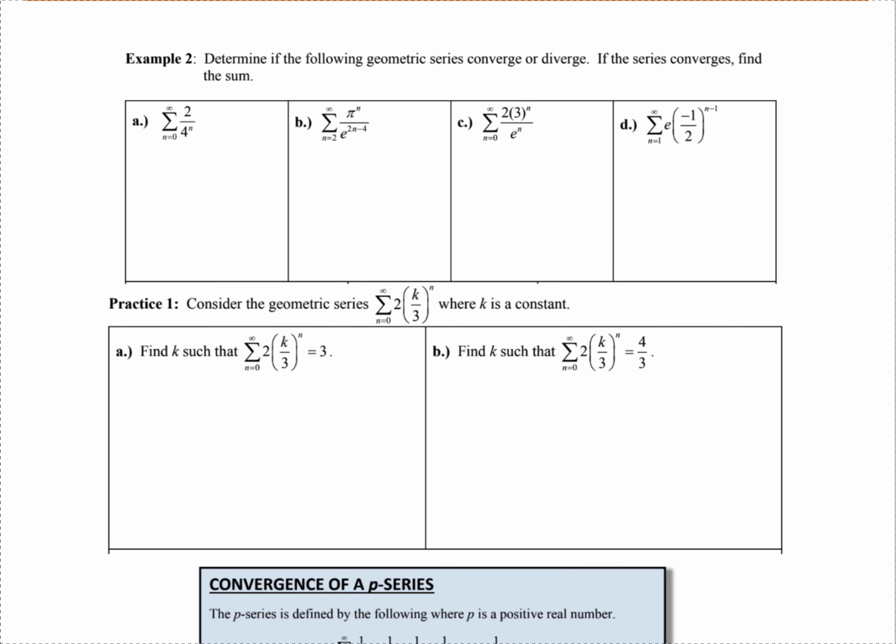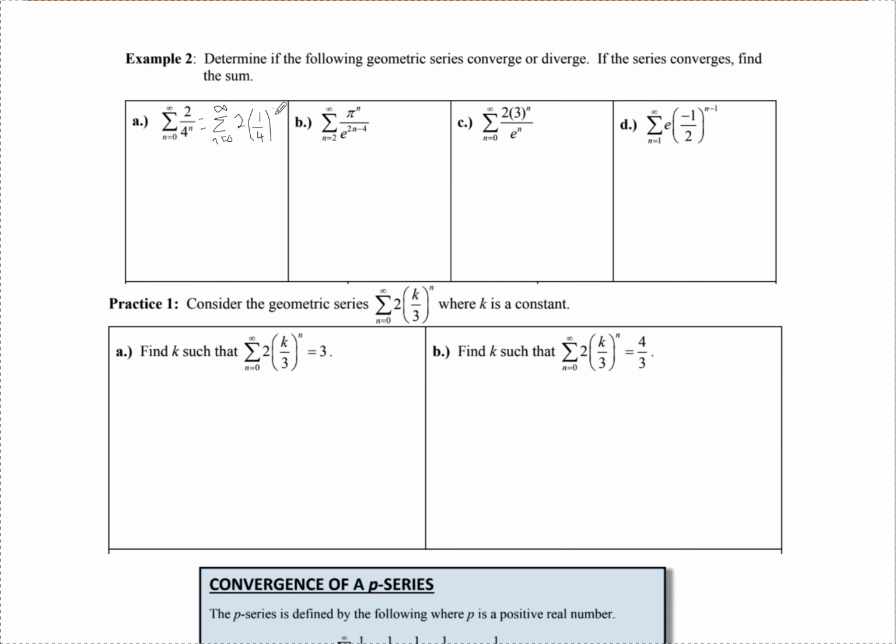Fine. We want to determine if the following geometric series converge or diverge. If the series converges, find the sum. All right, look. Basically we can do what we did last time. We can apply our basic geometric series rules. This thing would be the sum from n equals 0 to infinity of, let's see, the 2 I can pull out in front. That'd be 2 times 1 over 4 to the n.